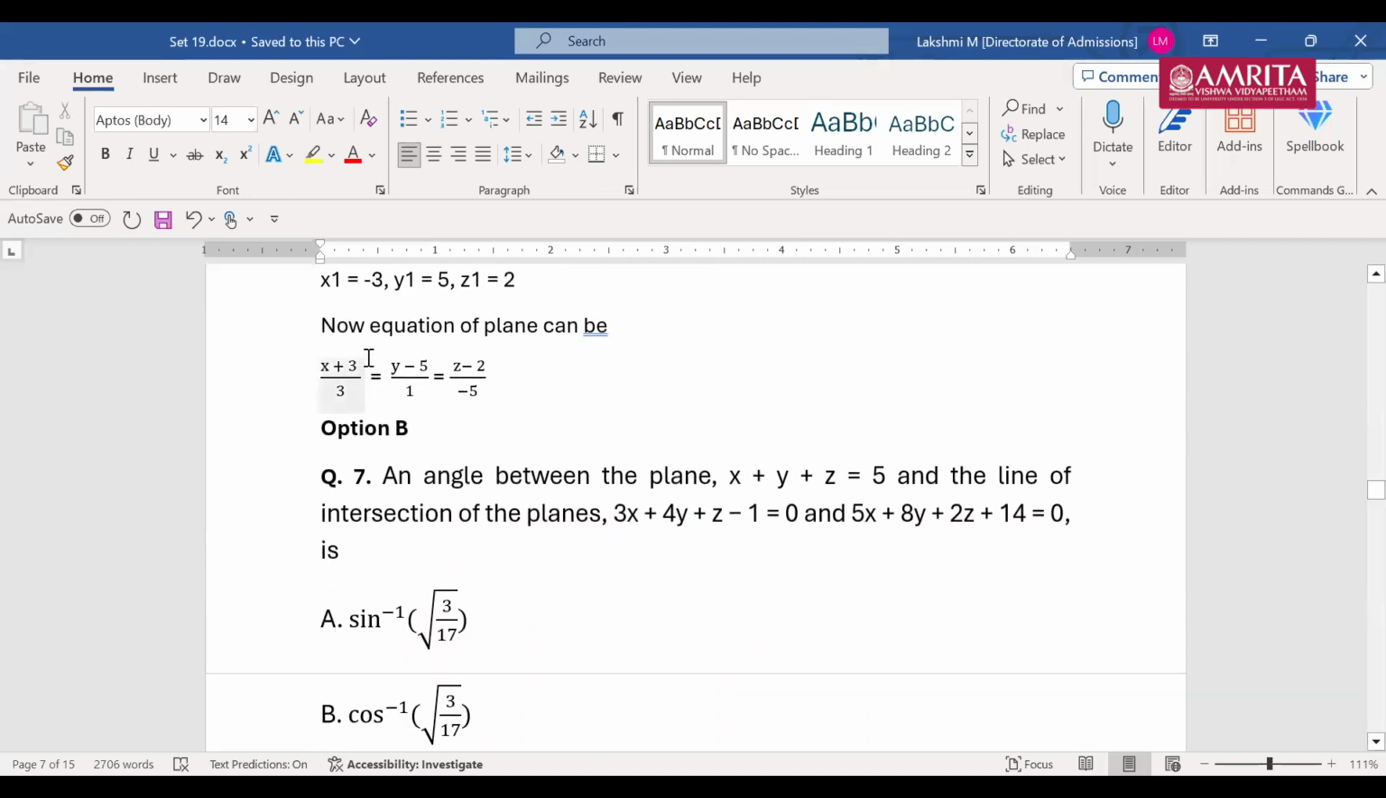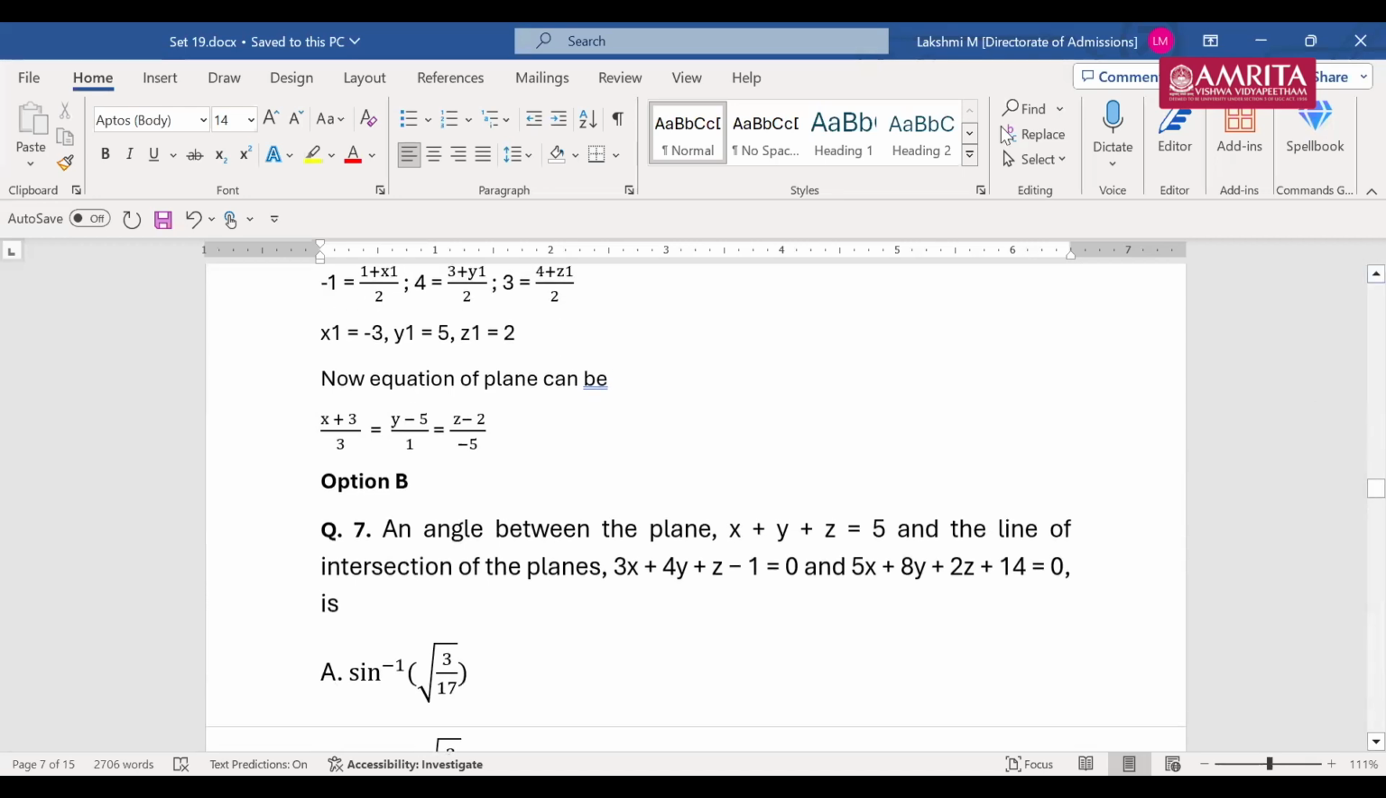The equation of the image on the plane can be (x plus 3) by 3 equal to (y minus 5) by 1 equal to (z minus 2) by minus 1. So yes, I hope this part is clear.